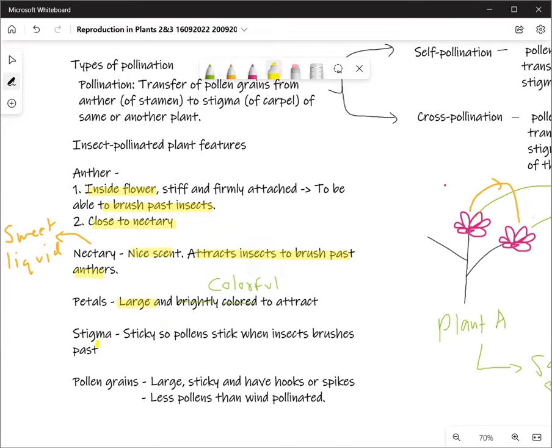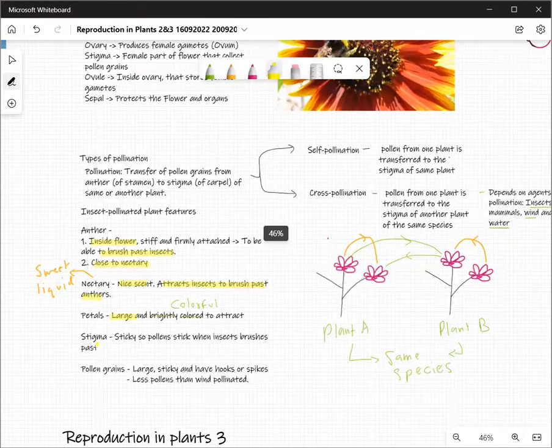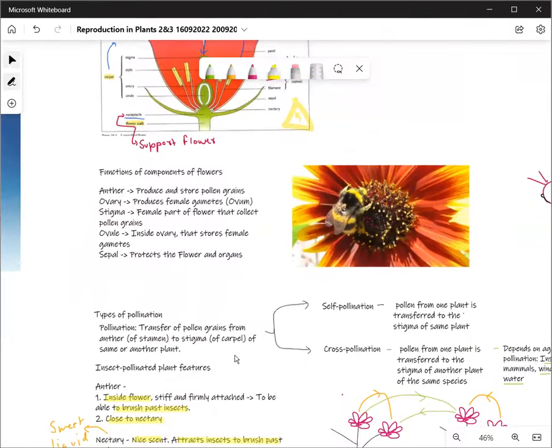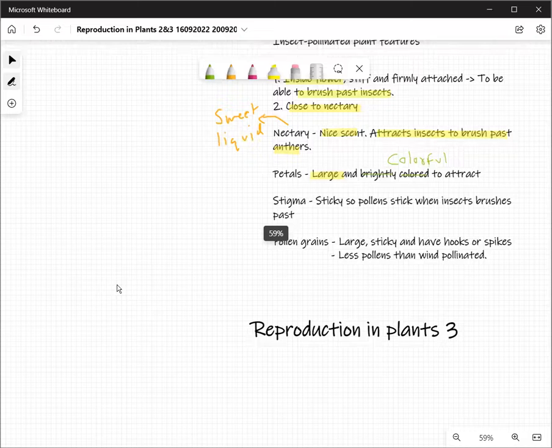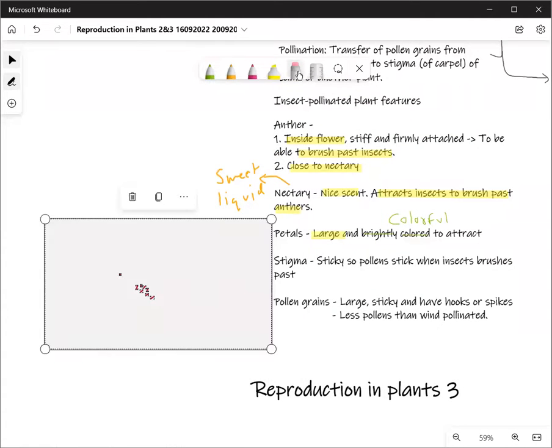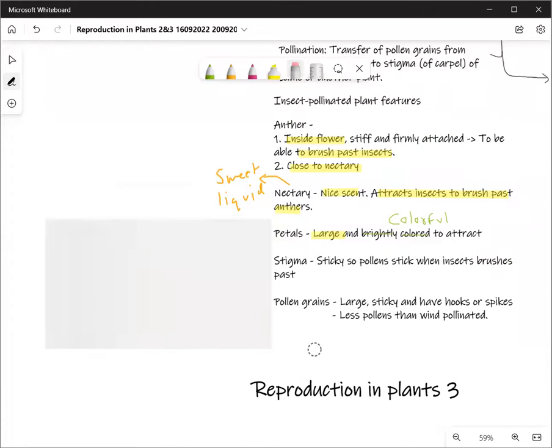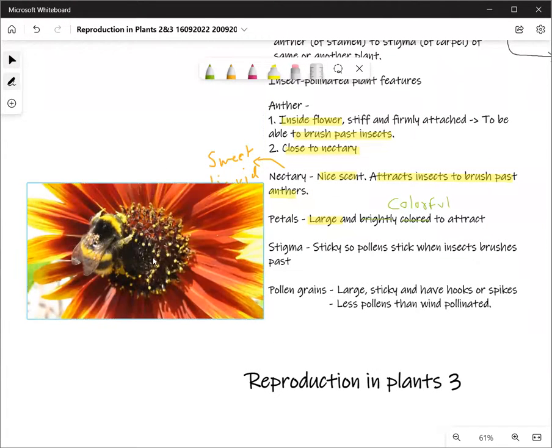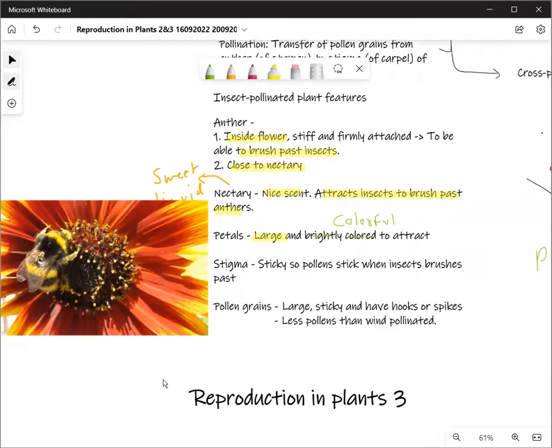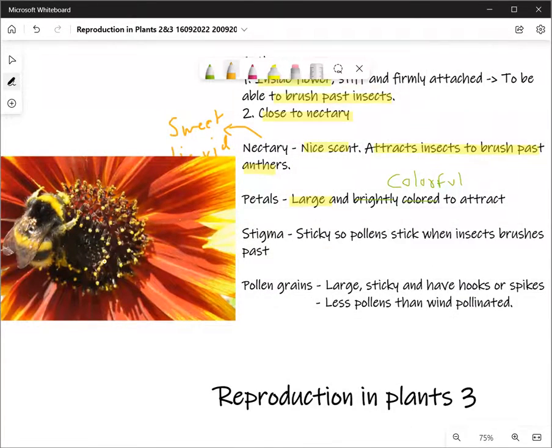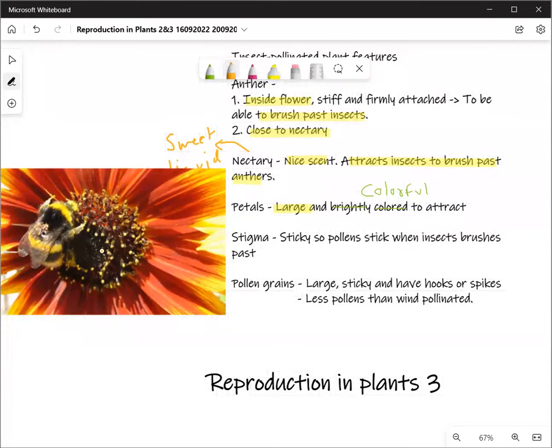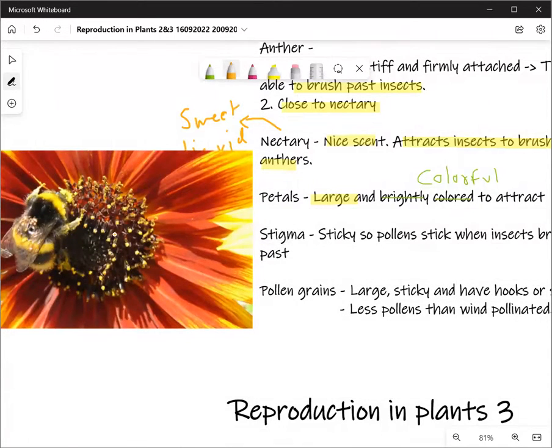Next thing is the stigma is sticky. One thing, I'll show you the diagram right here. Now, Rakshit, can you see this? The image of a flower. It's loading. Now, can you see it? Yes. Now, this is an insect pollinated flower. If you realize here, the red things, the yellow things you have here, those are the stigma. They are sticky.